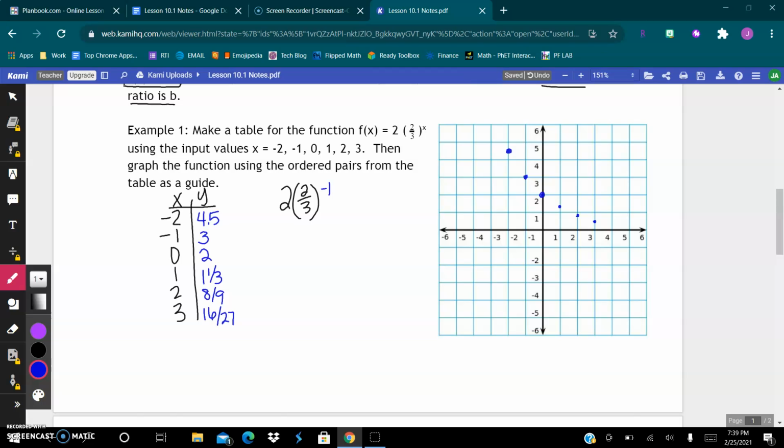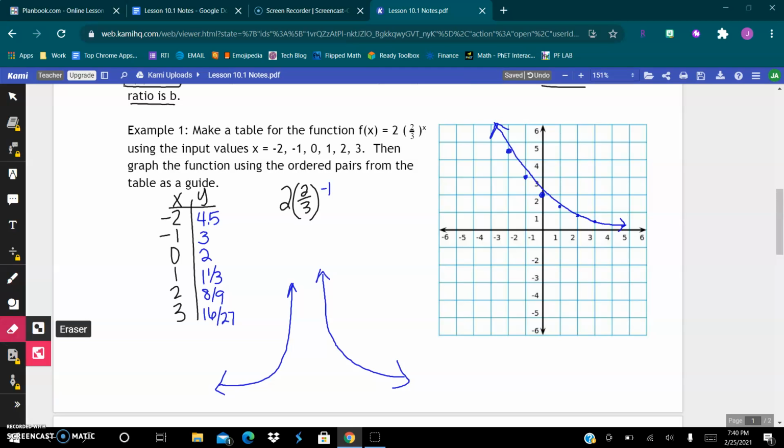So we're going to estimate and try our best, but what you can kind of see is this is going downhill like this. So this is what an exponential function looks like. Somebody once said that they kind of remind them of hockey sticks. So they might go in this direction or they might go like this. So those are your two exponential function graphs that we're going to see.